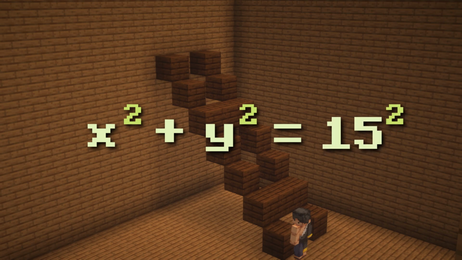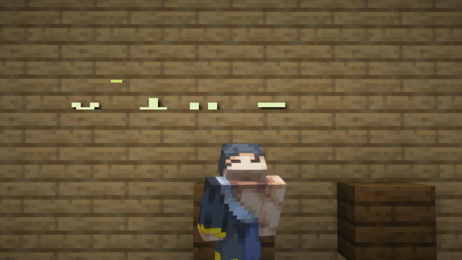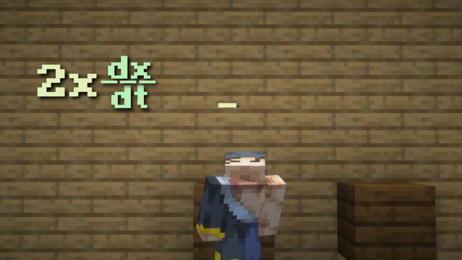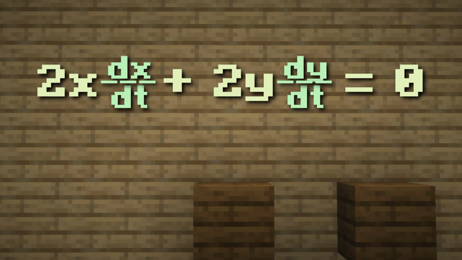So our actual equation is x squared plus y squared equals 15 squared. Now taking the derivative of this, we just take it again with respect to time, or t. This gives us 2x times dx over dt plus 2y times dy over dt equals 0. Now the value we're still trying to find is the top of the ladder speed, or dy over dt. We know dx over dt and x, but y is actually still unknown.